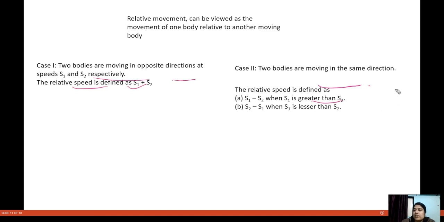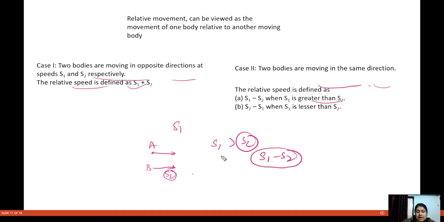Now we have two bodies moving in the same direction. You are starting from here and I am also starting from here. You are traveling with the speed s1 and I am traveling with the speed s2. Let us consider that your speed s1 is greater than my speed s2. So our relative speed will be s1 minus s2.